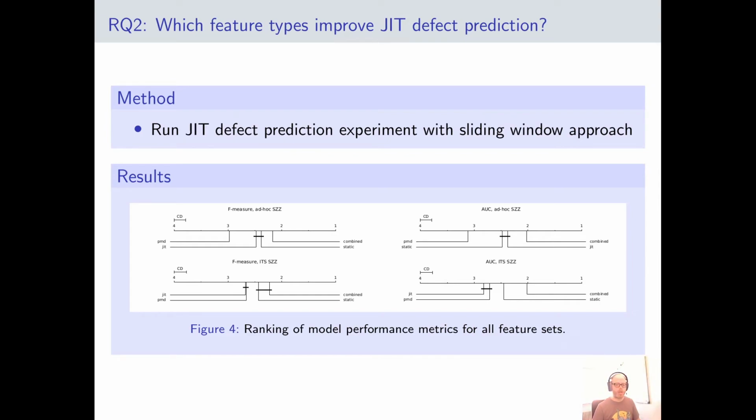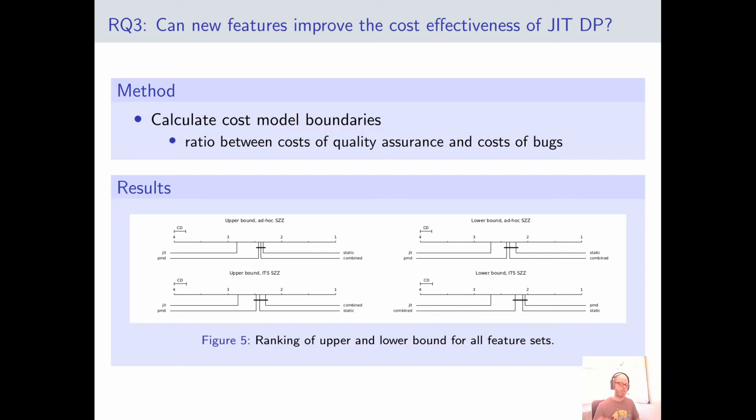For the last research question, we wanted to ask if these additional features can improve the cost-saving potential of the resulting predictive model. For this, we are using a defect prediction cost model introduced by Steffen, which gives us upper and lower boundaries for which the model is able to save cost. And as we can see, the combined feature set is no longer ranked first. However, it is still statistically significantly different from only the just-in-time defect prediction models. We can also see that static is ranked first in 2 cases and PMD is ranked first in 1 case.